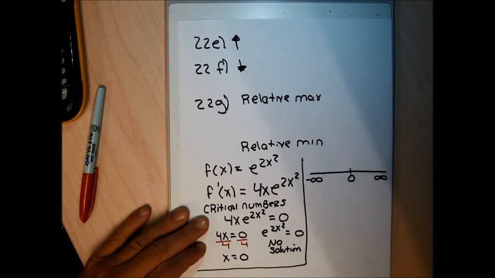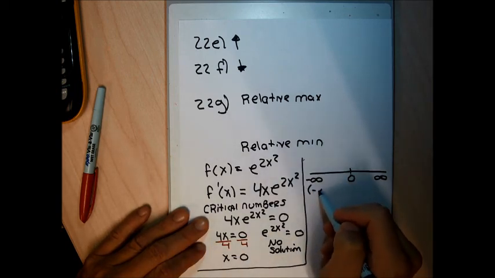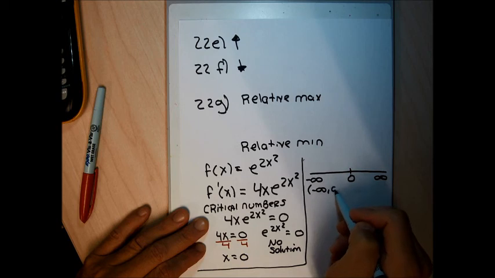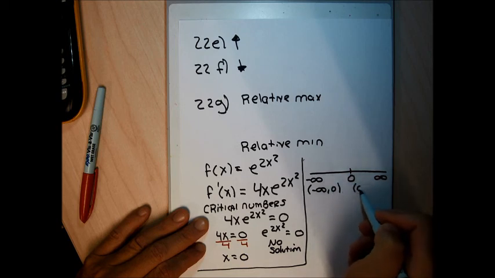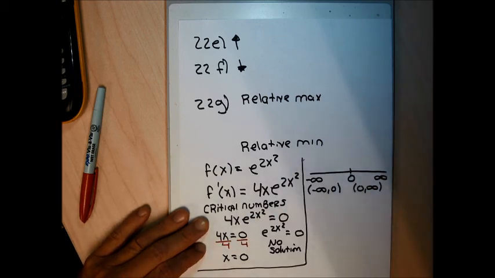Then I create intervals, and I always get one more interval than critical numbers. I have one critical number, which means I need to get 2 intervals. The intervals are going to be negative infinity to 0 and 0 to infinity. And for increasing and decreasing and for concavity, the intervals only get round parentheses as opposed to square parentheses.